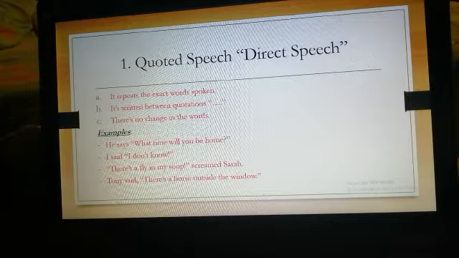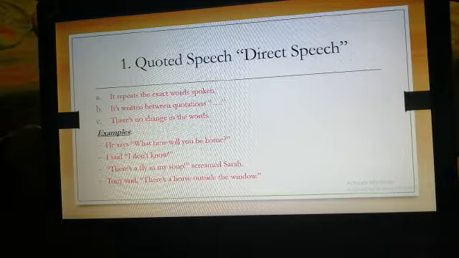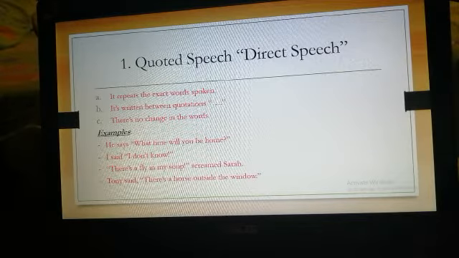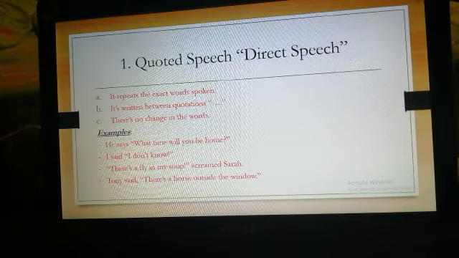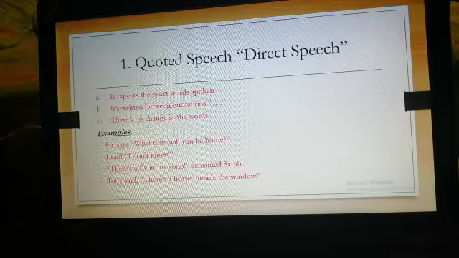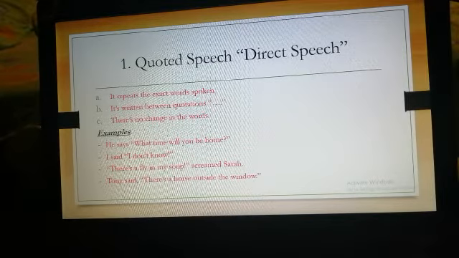For example, he says, "What time will you be home?" I said, "I don't know." "There's a fly in my soup," screamed Sarah. Tony said, "There's a horse outside the window." So as you see, all these examples are written within quotations just exactly as they are said, following the rules of the quoted speech.